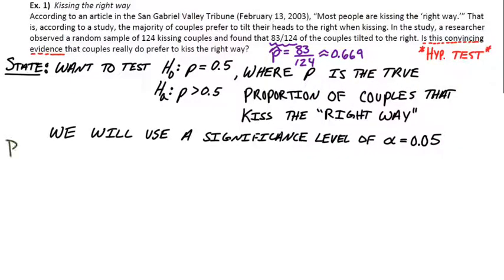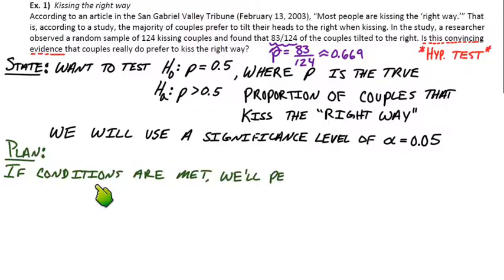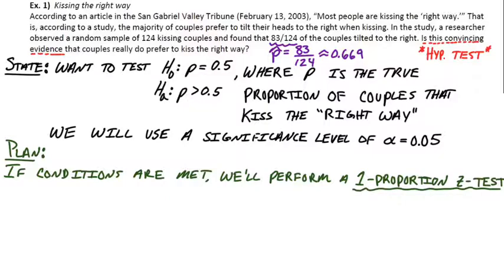So next is the plan step. Okay, so what type of inference are we making? What type of test are we going to conduct? So we can always say it this way. If we meet the conditions, right? If conditions are actually met here, we're going to perform a 1 proportion z-test. Actually, we would do it even if the conditions weren't met, right? We would just say proceed with caution. But we're not going to say that at this point. So if conditions are met, we'll perform a 1 proportion z-test.